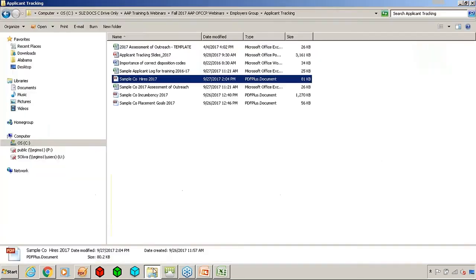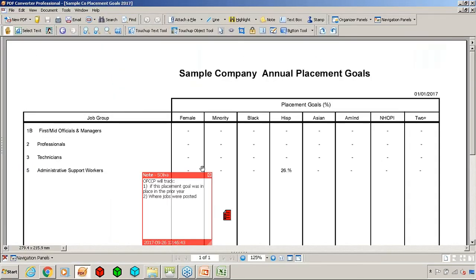Now we're going to take a look at placement goals. This is the next area that OFCCP goes to. So they look at your incumbency, they look at your adverse impact, they look to see if you have placement goals. So we noted before that there was a placement goal for administrative support workers for Hispanics. Again, they go back to the adverse impact. They ask to see all the resumes or applications. So how long do you have to keep those resumes, and how long do you have to keep your affirmative action plan? If you get audited, how far can they go back?